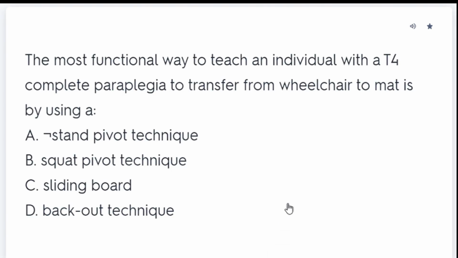The most functional way to teach an individual with a T4 complete paraplegia to transfer from wheelchair to mat is by using: A. stand pivot technique, B. squat pivot technique, C. sliding board, D. back out technique.